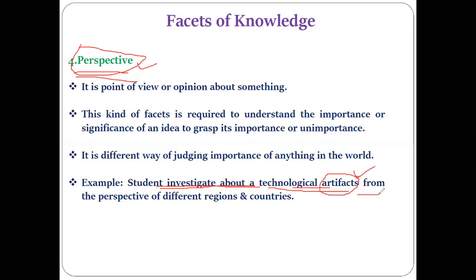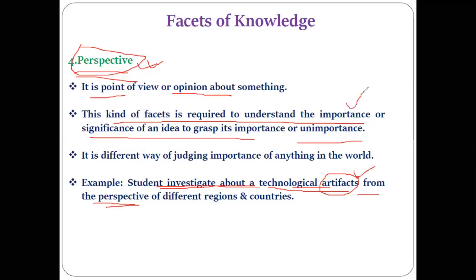Understood. And you think about it with different perspectives, different viewpoints regarding something. That is nothing but what is called perspective knowledge. So it is the point of view or the opinion about something. This kind of facet is required to understand the importance or significance of an idea, to gauge its importance or unimportance. So from the kind of opinion that you are sharing, we can understand how important or unimportant it is, whether that idea is good or not. So these kinds of things we can understand from perspective knowledge. Also, it is a different way of judging the importance of anything in the world. From that, we can judge how important it is nowadays.